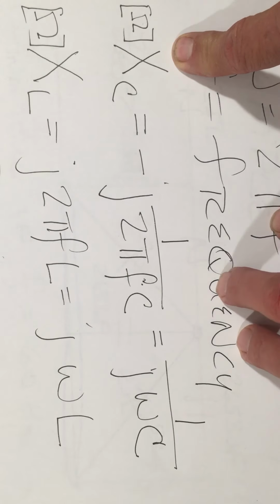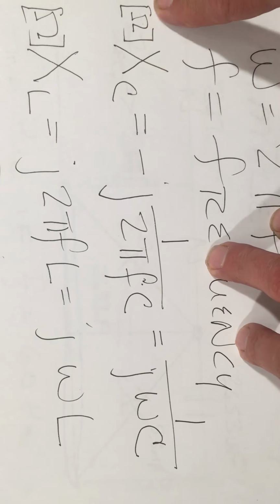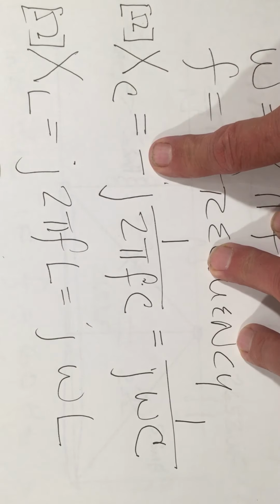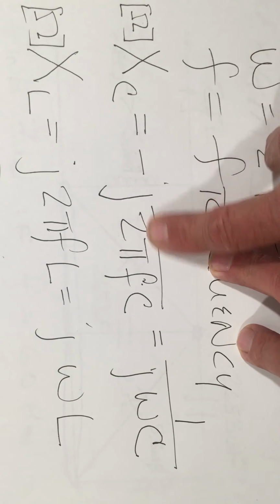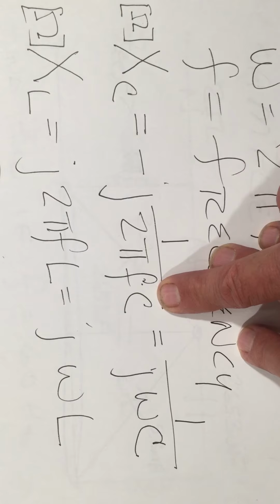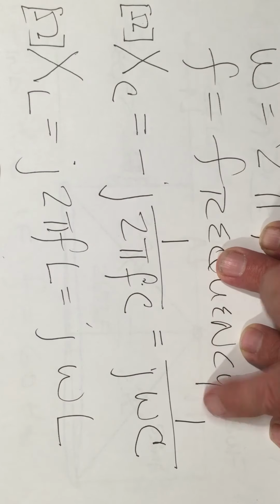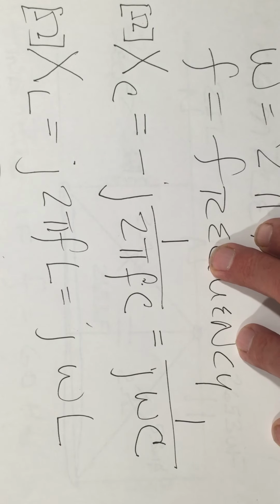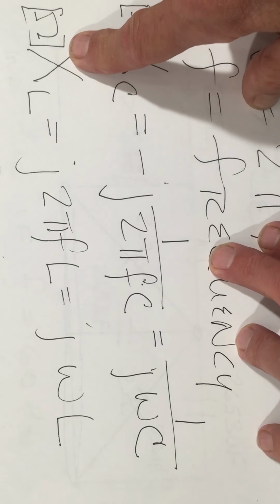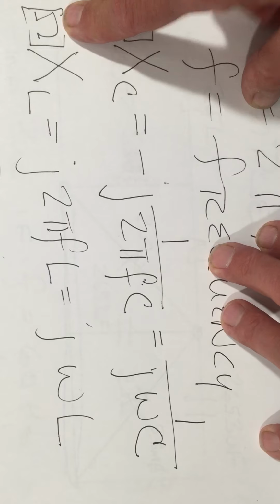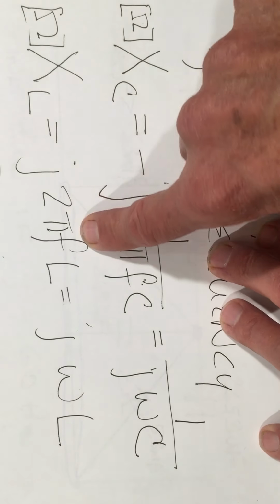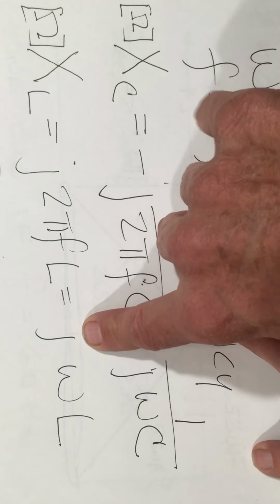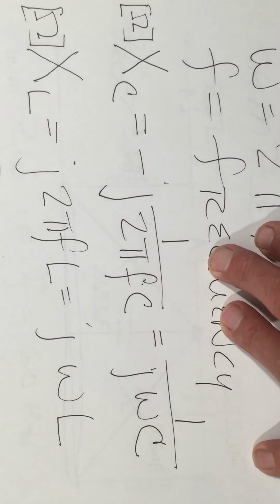To get an XC value, a capacitor, into ohms, it's minus J 1 over 2 pi FC, or if you prefer, 1 divided by J omega C. They're the same. Omega is 2 pi F. To get an inductor into an ohm value, it's going to be J times 2 pi F times L, or J omega L, however you look at it.